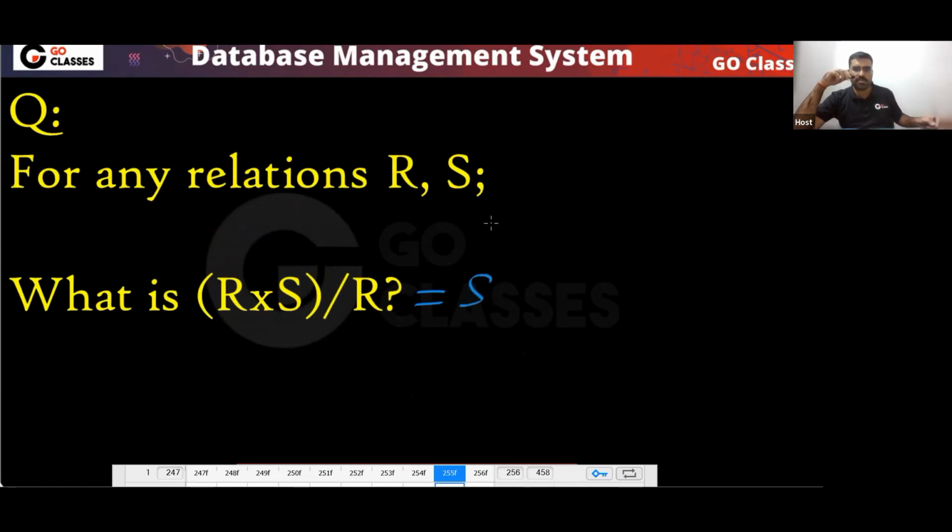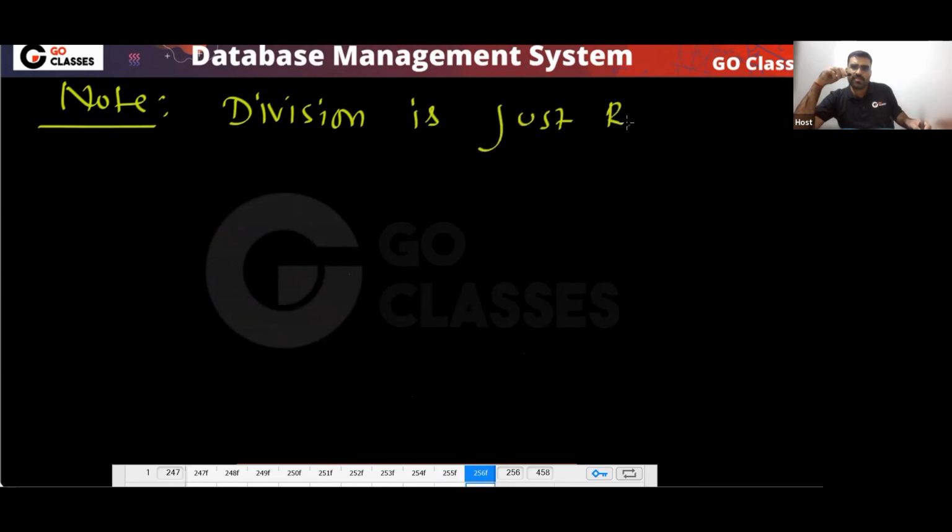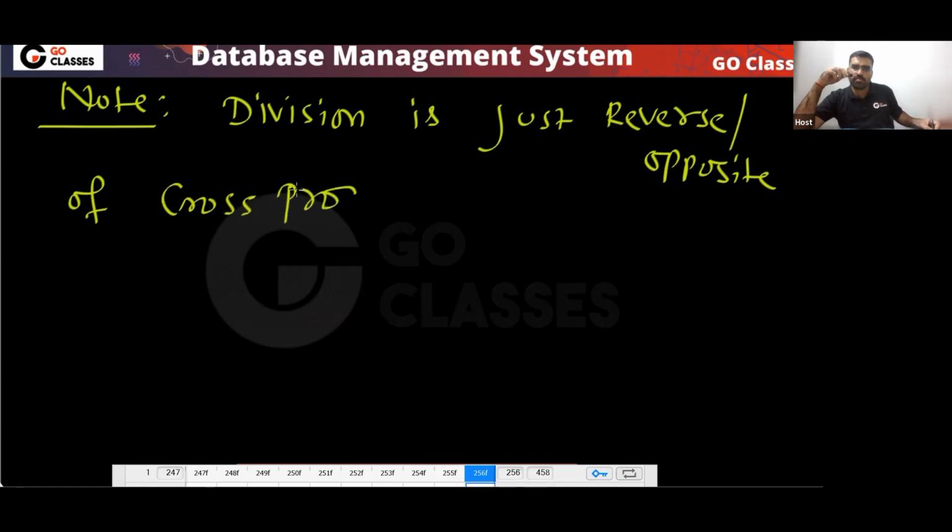Can you notice this division is the reverse of cross product? Division is just the opposite of cross product. It's just a reverse mechanism of cross product, like division is a reverse of multiplication. So similarly here, division is basically just the opposite of cross product.